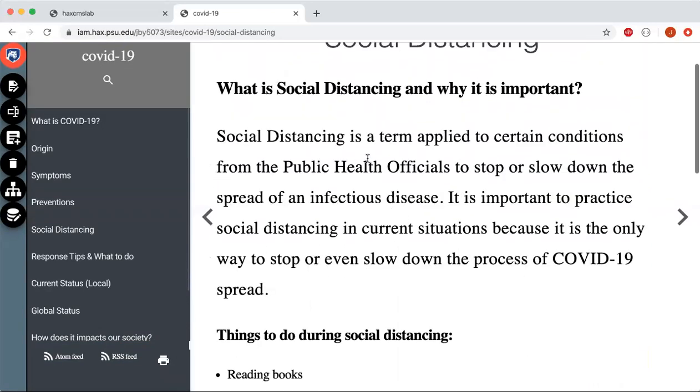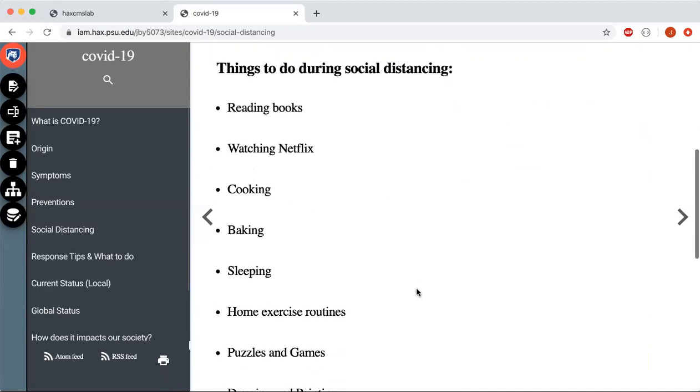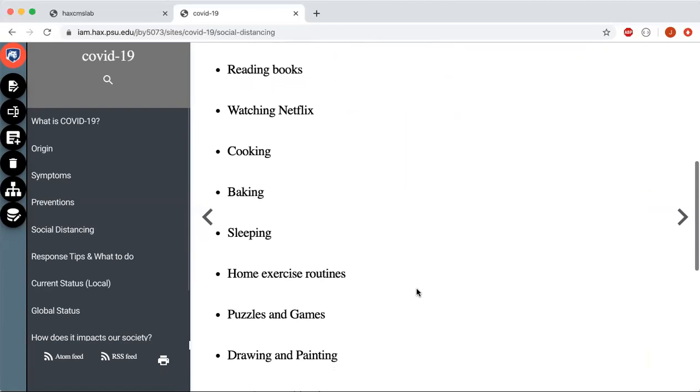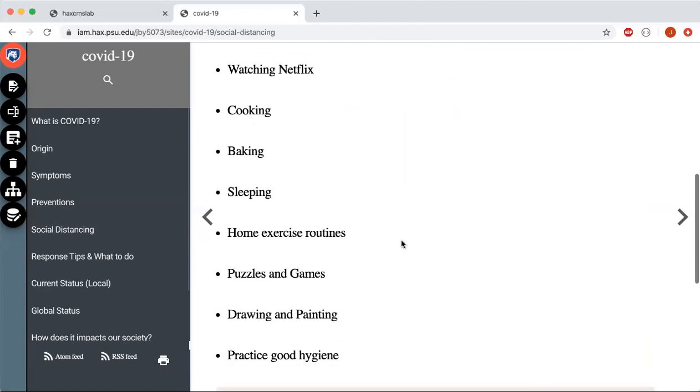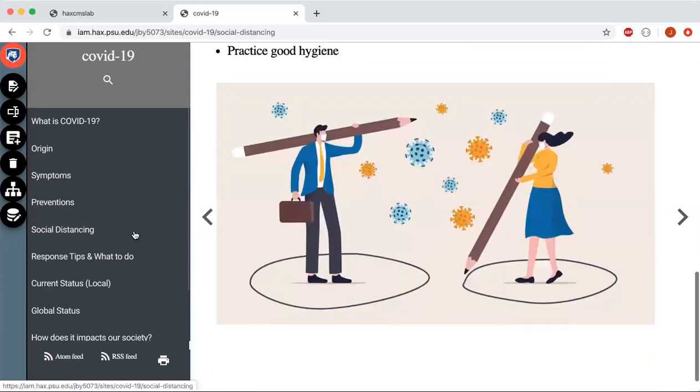Social distancing is basically a term applied by public health officials to certain conditions, such as the coronavirus right now, to stop or slow down the spread of an infectious disease. Things you could do during social distancing are read books, watch Netflix, cook, bake, etc.